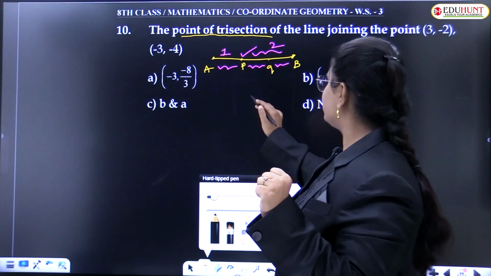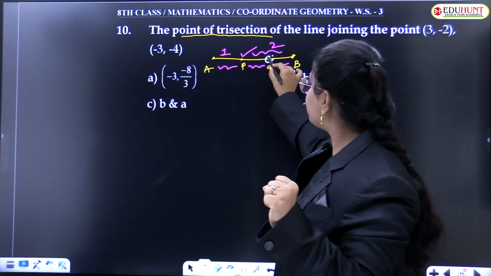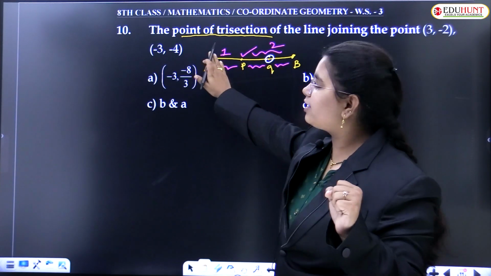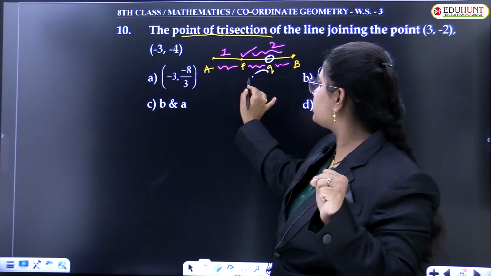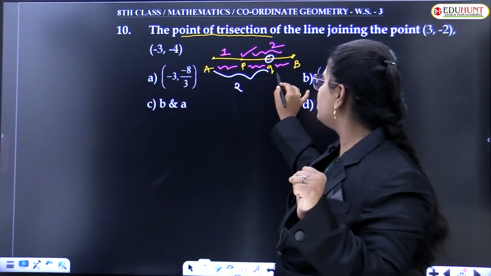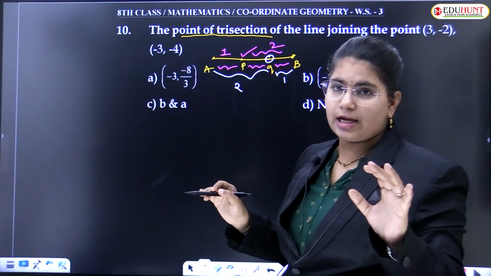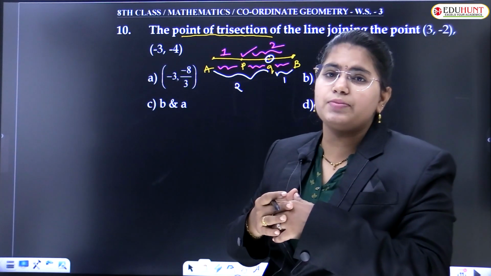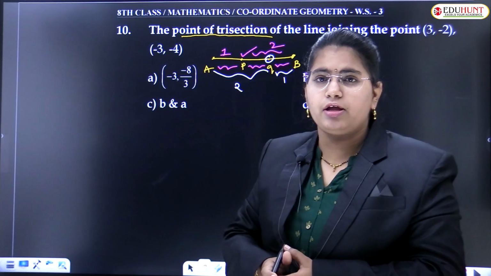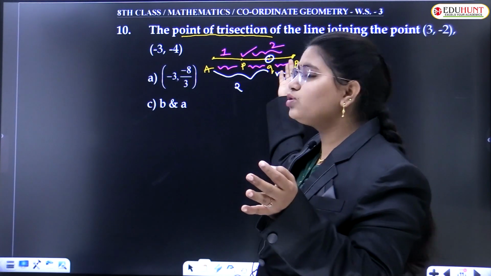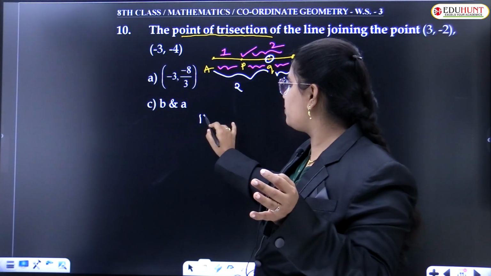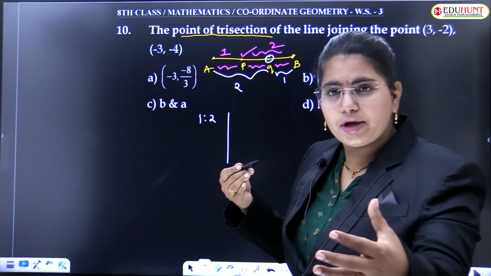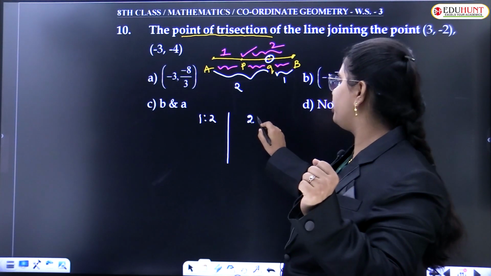See, what I am going to say is, if I talk with respect to point Q, from Q, how many parts to A? So this is the first part, this is the second part. So this is 2 and this is 1. So with respect to point P, it is making a 1:2 ratio. With respect to point Q, it is making a 2:1 ratio.